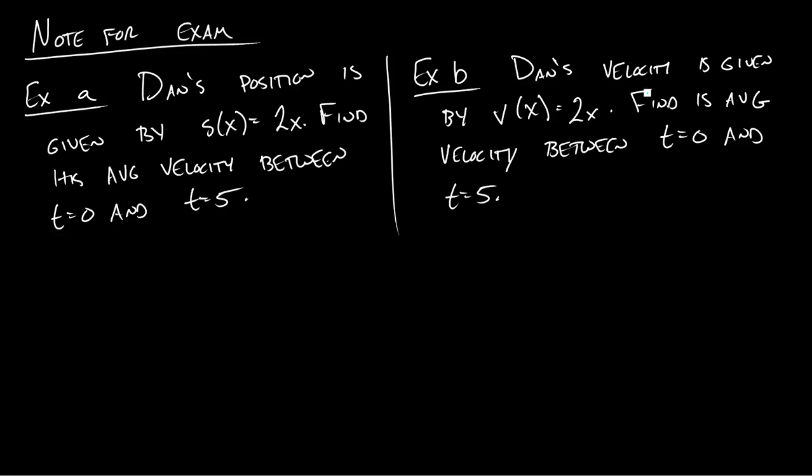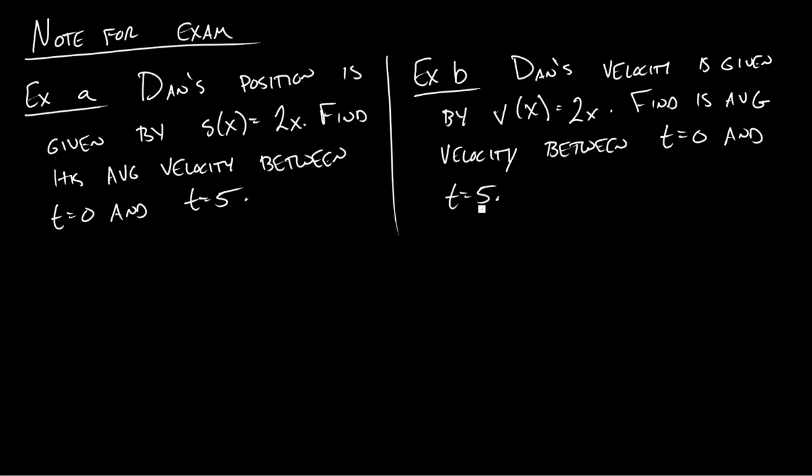Here's another problem where they give you my velocity. So at x equals 1 here, I'm not at 2 meters, but I'm moving 2 meters per second, right? And at x equals 2, I'd be moving 4 meters per second. So this isn't like my position function at all, really. It's actually a lot different. And we want to find my average velocity, the same thing, between t equals 0 and t equals 5.